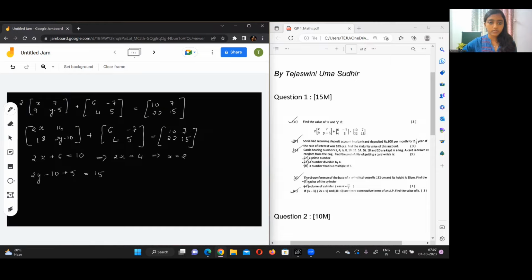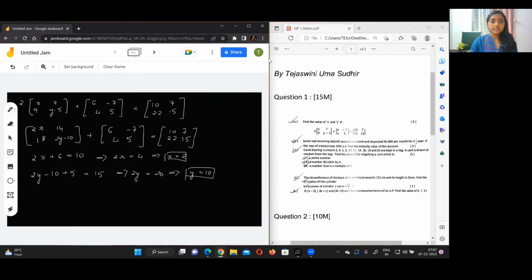Let's just box this answer. And then from here, 2y minus 10 plus 5 is minus 5, and 15 plus 5 is equal to 20. So 2y is equal to 20, and y is equal to 10. So these two are our final answers: x is equal to 2 and y is equal to 10. Shall we go to the next question?